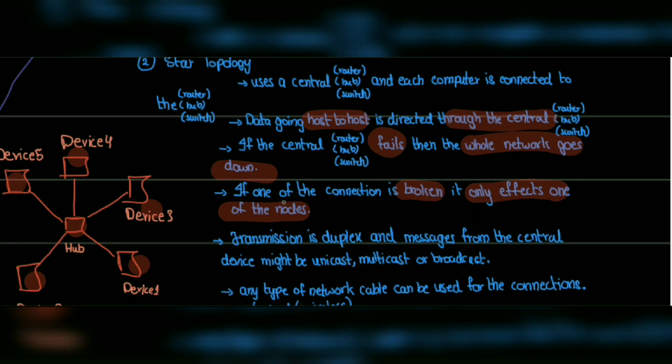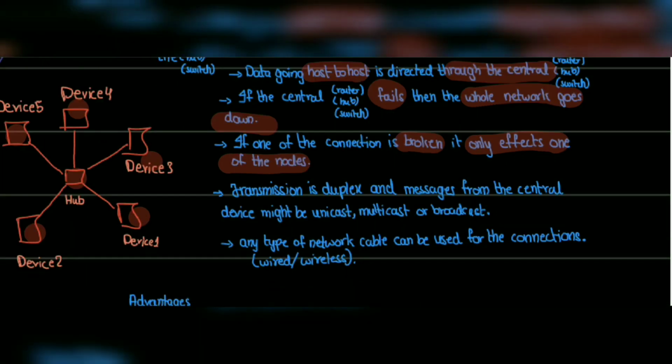What will happen to the others? No. Transmission is duplex. Messages from the central device might be unicast, multicast, or broadcast, depending on the central node, whether it is a hub or a switch. If it is a hub, then it will broadcast. But if it is a switch or router, then it will multicast or unicast depending on the request. If computer A is sending data to computer B, it is unicast. If a computer is sending data to multiple computers at the same time, it is multicast.